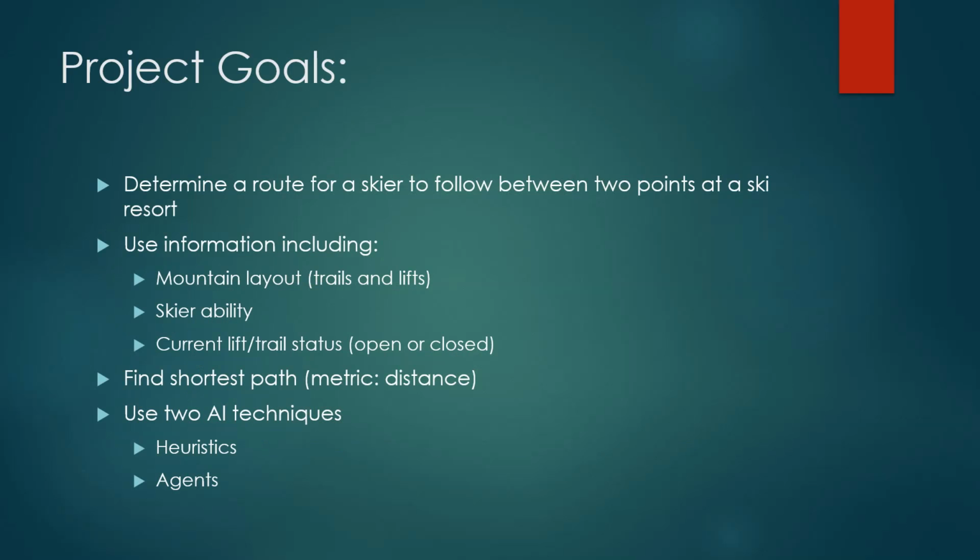Hi, I'm Steve Shoyer. For my project, I built a ski mountain routing system. The goal of the project was to determine a route for a skier to follow from one point to another on a ski mountain. It uses information about the mountain layout, the ability of the skier, and which trails and lifts are open or closed. It finds the shortest path using distance, using two AI techniques, heuristics and agents.